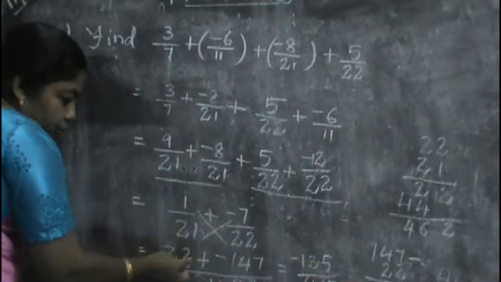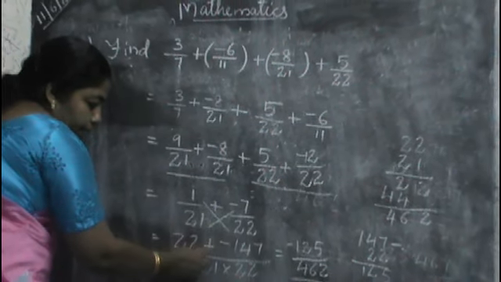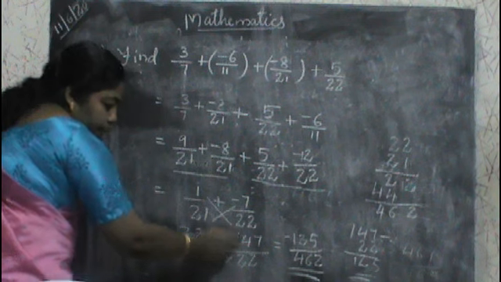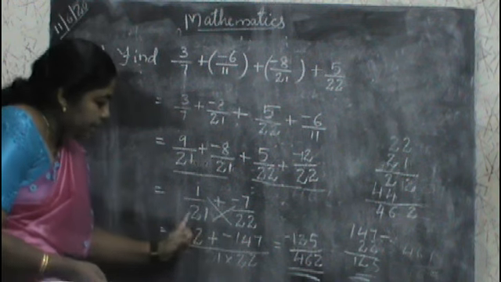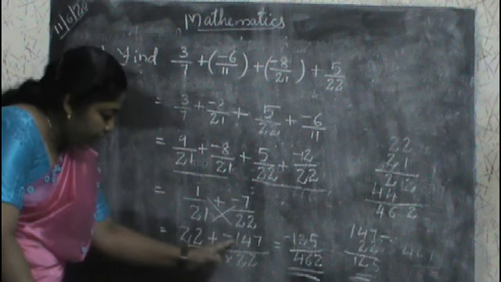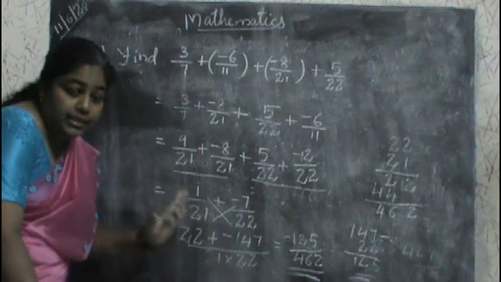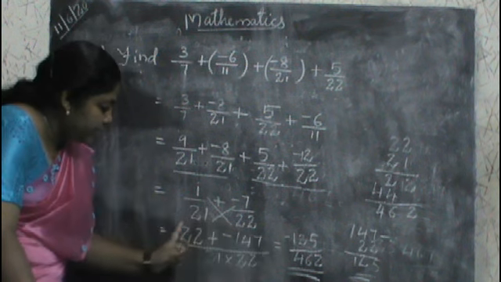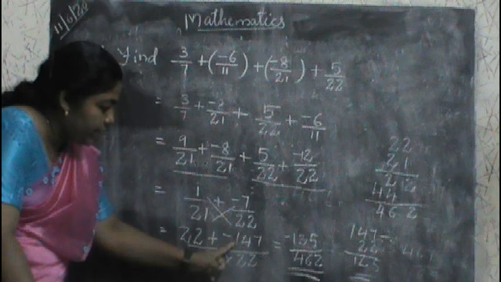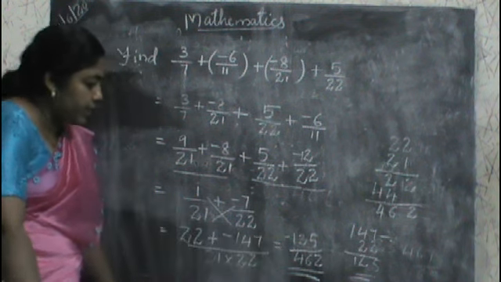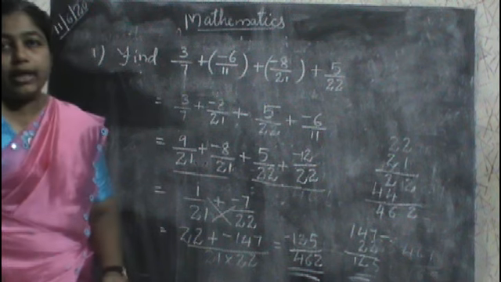1 into 22 is 22. What is the sign here? Plus. Minus 7 into 21 is equal to minus 147. And in the denominator, multiply the denominators. Here 1 is positive and 1 is negative, different signs, so we have to find the difference. That is 125, and give the sign of the greatest number. The greatest number is 147 and the sign is minus. So the answer is minus 125 by 462.